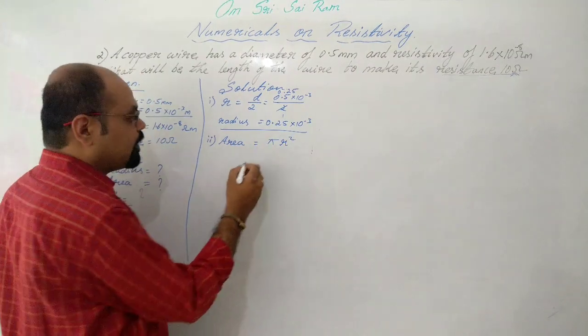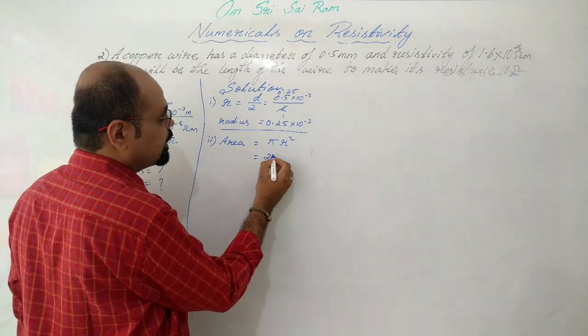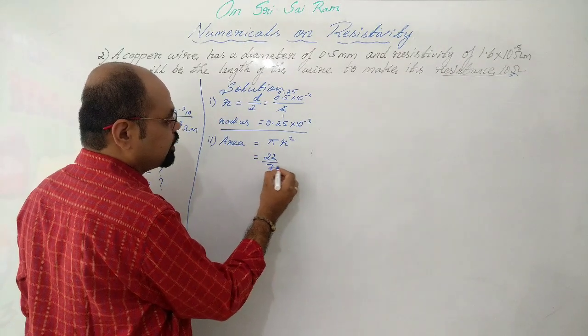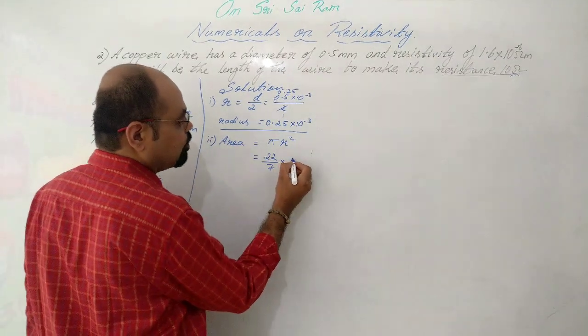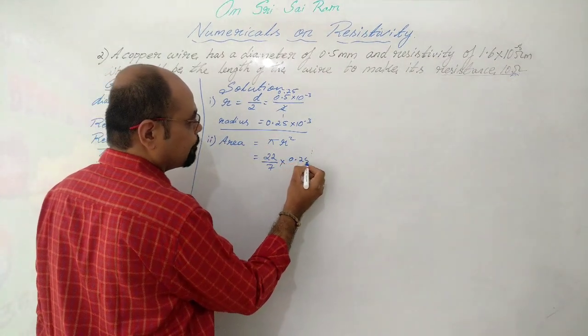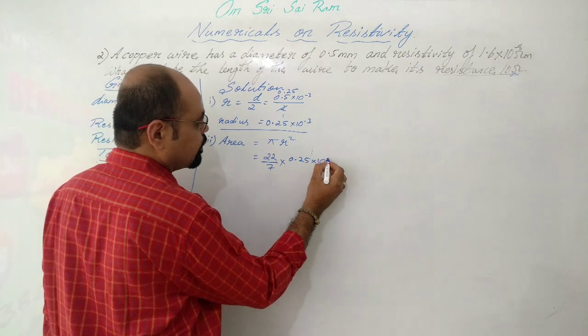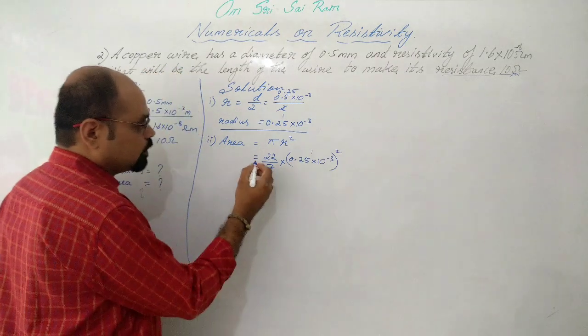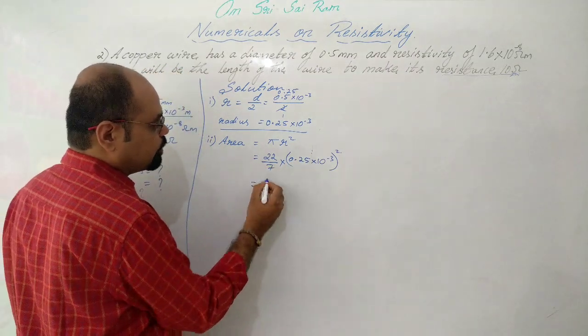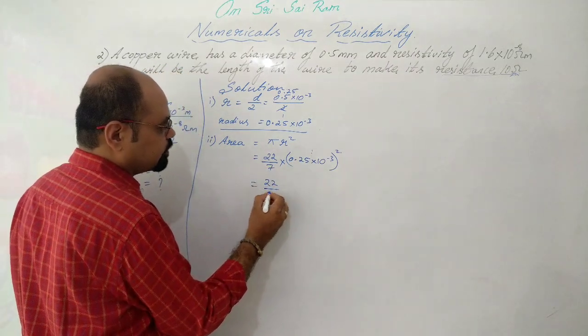Okay, so the value of pi we are taking as 22 by 7, into r square. R square is 0.25 into 10 to the power of minus 3, whole square. So here we get 22 by 7. Let's keep it as it is.